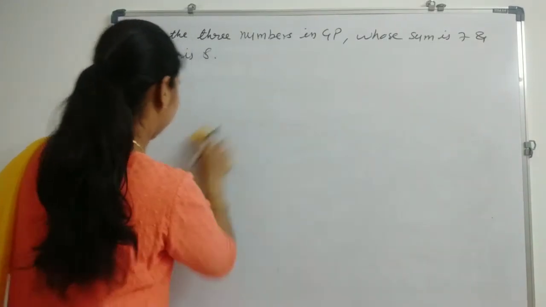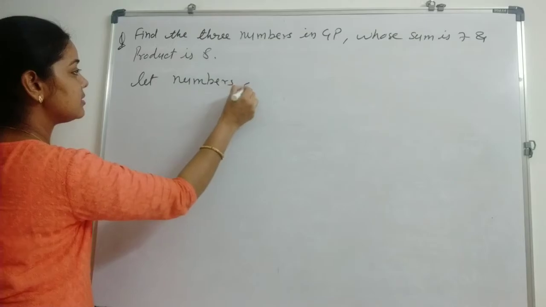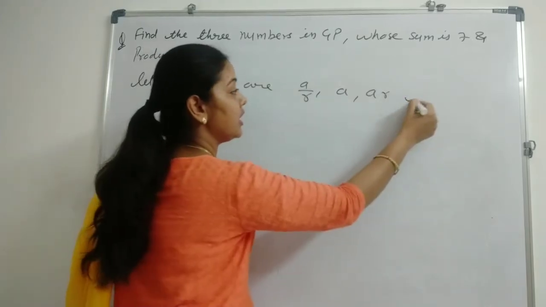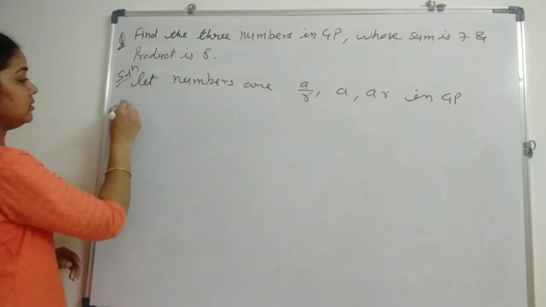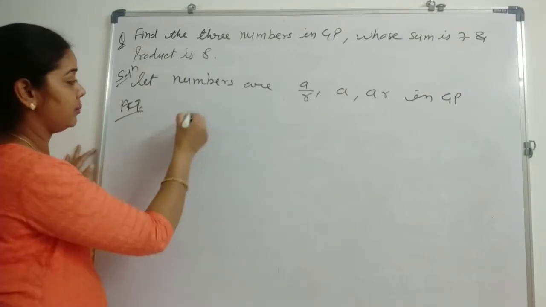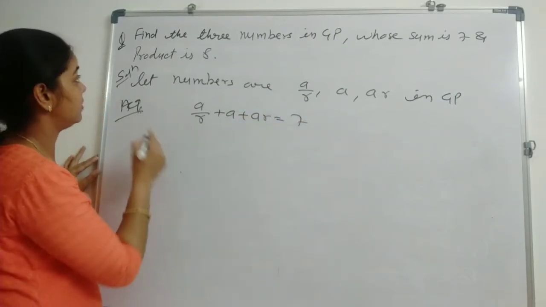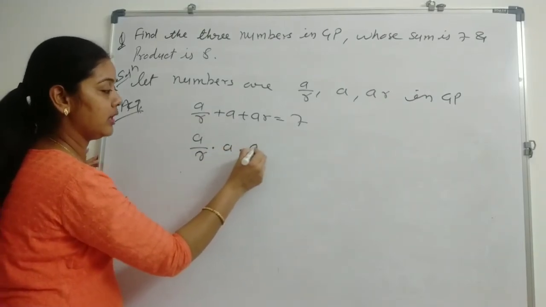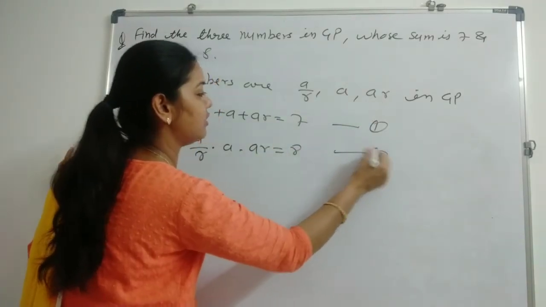Let us assume the numbers are A upon R, A and AR. Okay? According to the question, whose sum is 7, by adding A upon R plus A plus AR, we will get 7, and the product is 8. Product means A upon R times A times AR will be 8. Okay? This is equation number 1. This is equation number 2.